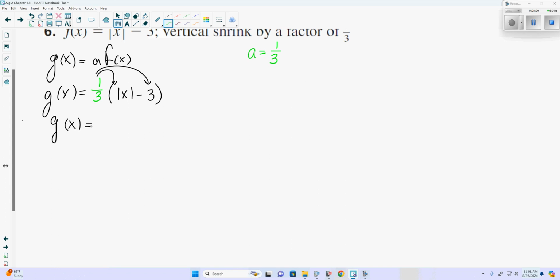Yes, we cannot distribute the 1/3 into the absolute value. We can't multiply it in and have absolute value bar 1/3 x. So the 1/3 stays outside. 1/3 absolute value of x minus, now we have to take 1/3 times 3.